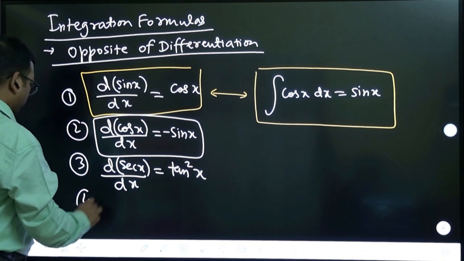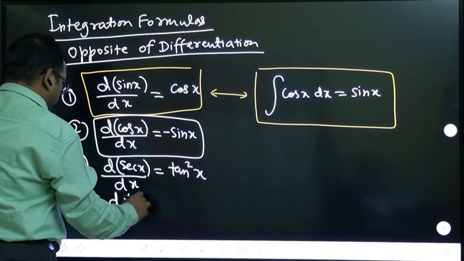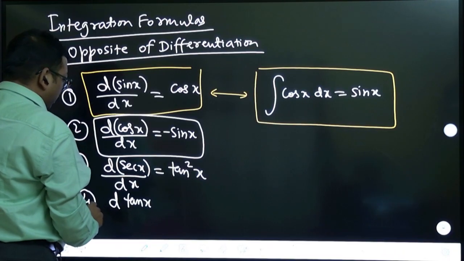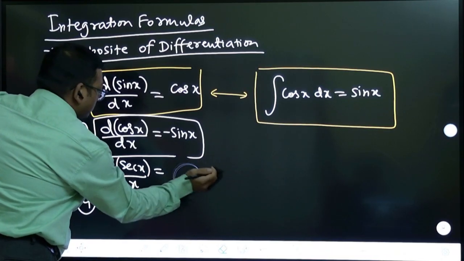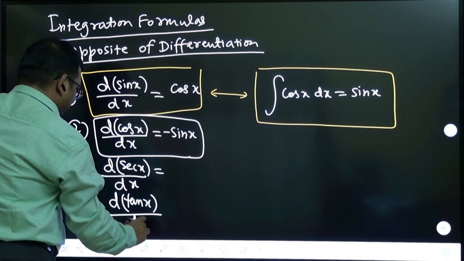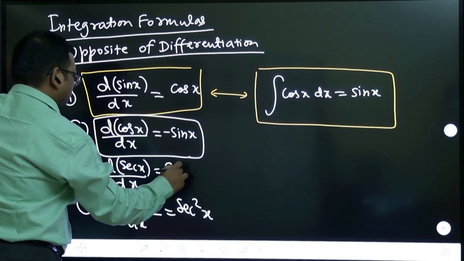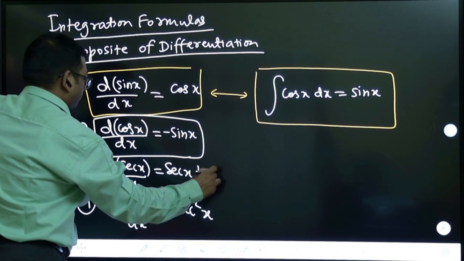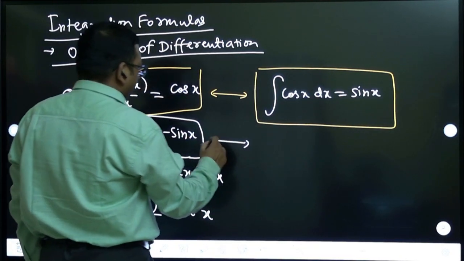Similarly, differentiation of tan x. I think tan x differentiation is secant square x, right? Tan x differentiation is secant square x, and secant x differentiation is secant x tan x. So its opposite. Now let us write its opposite.